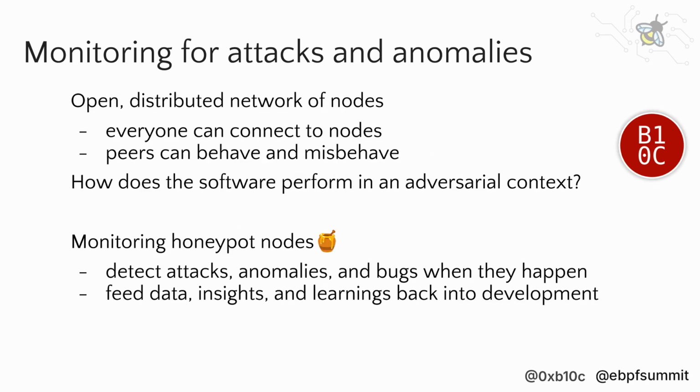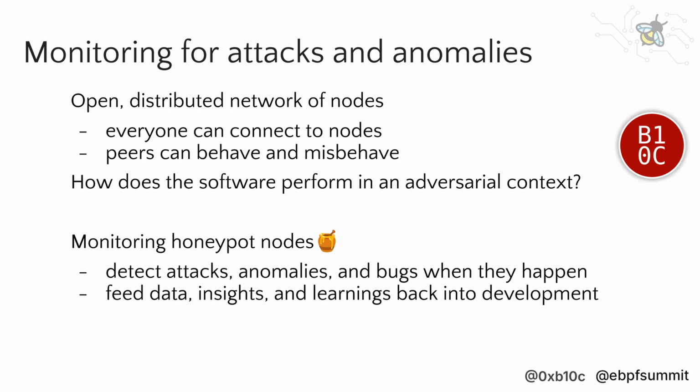The most important part to monitor is the P2P networking functionality. The Bitcoin P2P network is a distributed system consisting of tens of thousands of nodes, gossiping transactions, blocks, and IP addresses of other nodes. As the network is open and everybody, good or bad, can connect to the nodes, monitoring the behavior of the software in a potentially adversarial context is important.